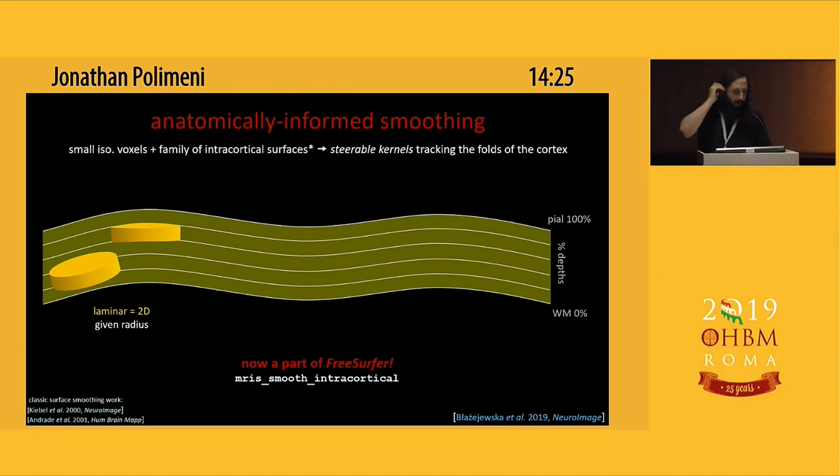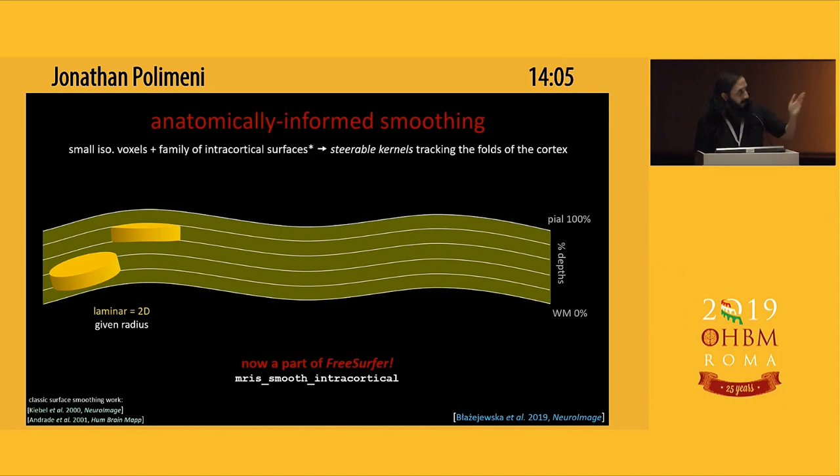We can also perform what we call anatomically informed smoothing. With this framework of small isotropic voxels and a family of intracortical surfaces, we can embrace the full three-dimensional structure of the cortex. We don't have to approximate it as a 2D sheet, and we can perform anatomically restricted smoothing. And of course, we can position these intracortical surfaces however we like, based on the equidistant or equivolume estimation.